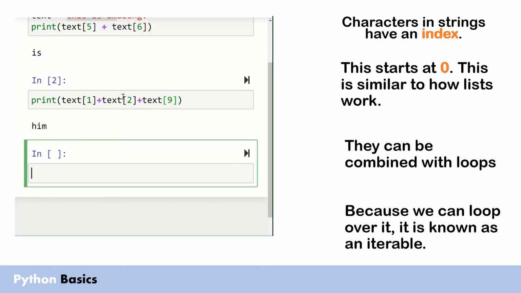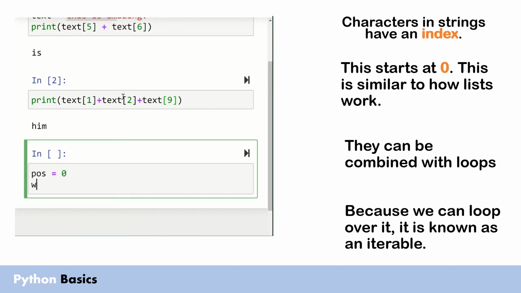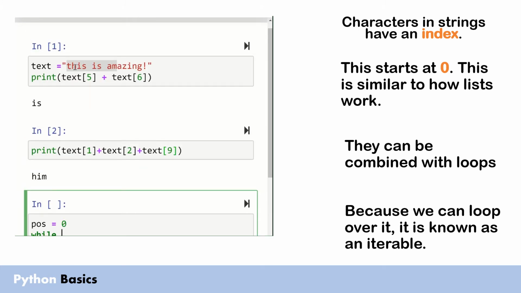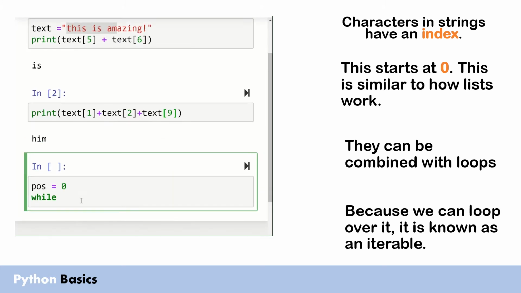But I can combine this knowledge to turn it into a loop. Now, we've looked at counter loops before, so let's look at this again. I'm going to start at position 0. Then I'm going to go to the end of the string. Now, I could count each letter, but I'm going to cheat because I'm a little bit lazy, and I'm going to get Python to do it for me.